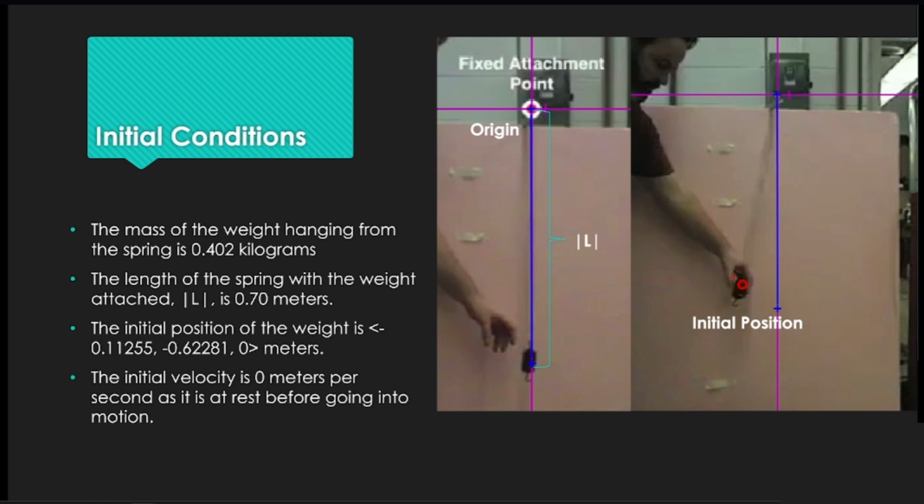Initial conditions. The mass of the weight hanging from the spring is 0.402 kilograms. The length of the spring with the weight attached, L, is 0.7 meters. The initial position of the weight is <-0.11255, -0.62281, 0> meters. The initial velocity is 0 meters per second as it is at rest before going into motion.